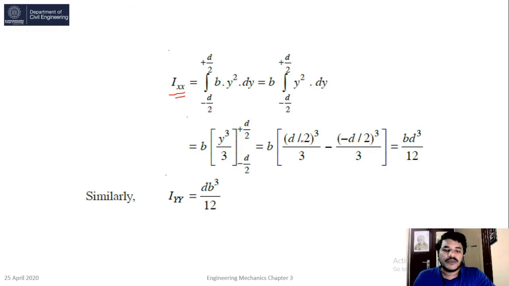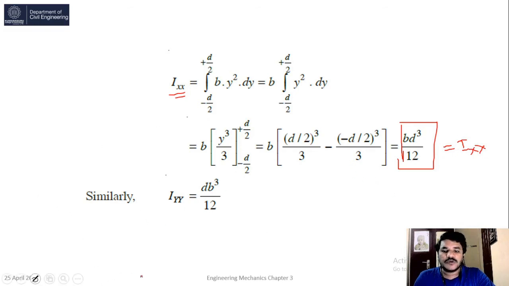Okay, here. So d by 2 the whole cube, y cube divided by 3, minus of d by 2 the whole cube divided by 3. You can solve this, you will get the final result of bd cube by 12. So this is Ixx. I hope you solve this equation. Ixx. Okay, right, bd cube by 12.